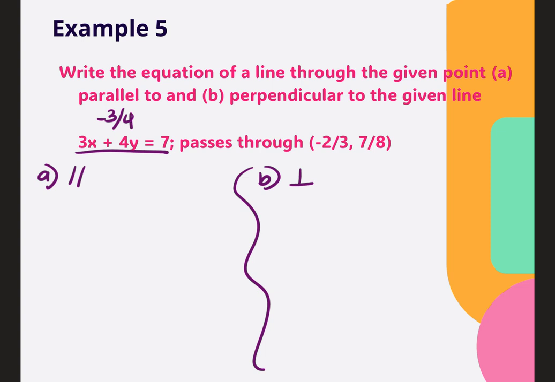Now if A says parallel to that, what's the slope of A? If the line is parallel, what's true about the slopes? They're the same. So m is going to be negative 3/4. B is perpendicular. So what's going to be the slope of B? Positive 4/3. And then they will both use the coordinate point negative 2/3 and 7/8.